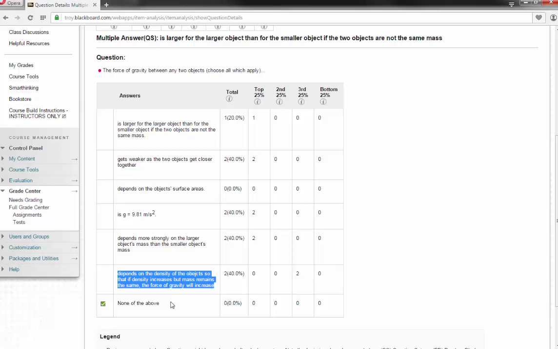If you look back at that equation again, the dependence is on the mass of the objects, not on the density, and it says mass remains the same. So if mass is remaining the same and density is increasing, then there should be no difference in the force. So we've actually at this point eliminated all of the possible options. So that means that the answer must be none of the above. And you see the check mark here means that's the answer.